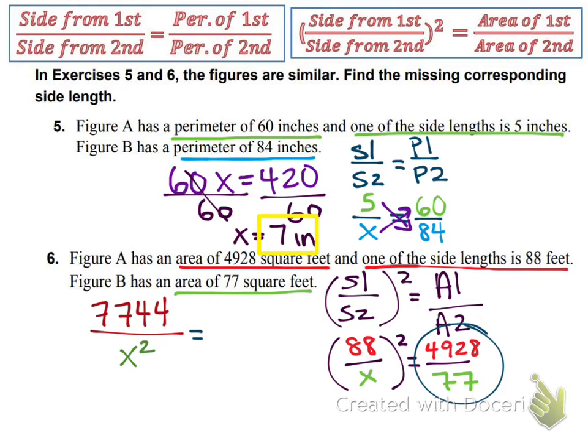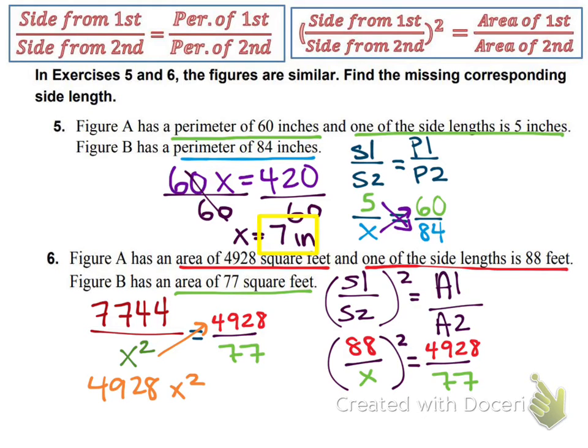And then I'm just going to copy over the right side. We didn't do anything to it. So we still have 4,928 over 77. This is why I said this is going to get large. So we have 4,928 x squared. That's wonderful. Across from it, we have 7,744 times 77, which is... Is it? I don't remember that number, but that's okay.